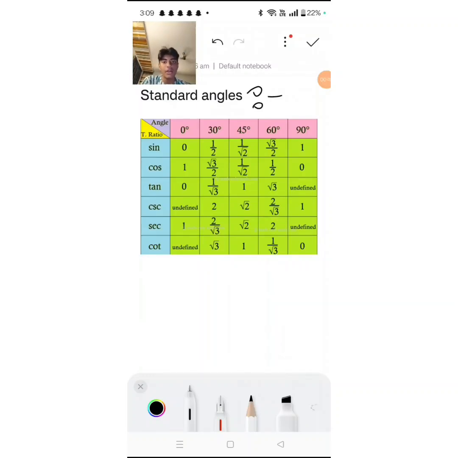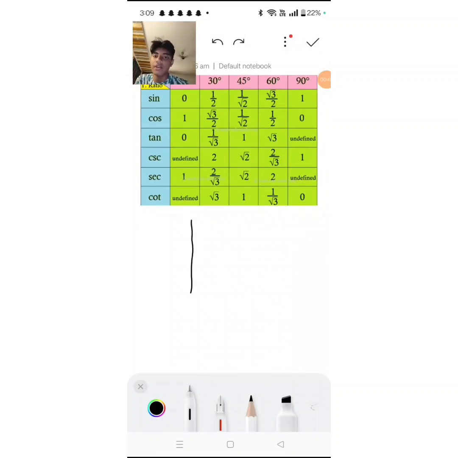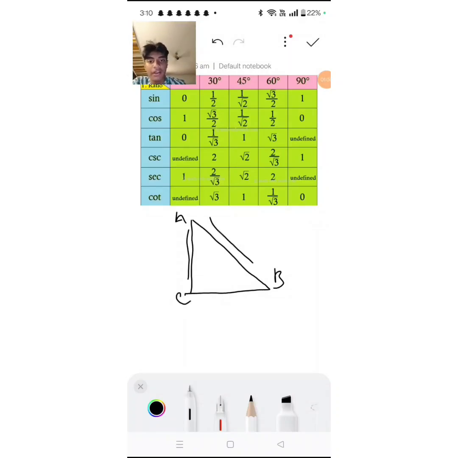In 9th grade, we use these to calculate certain sides and so on. For example, you've been given this right angle triangle, and you've just been given this perpendicular. Let's call this A, B, and C. Now AC is the perpendicular, AB is the hypotenuse, BC is the base, right? AC is 12. This side is 12.